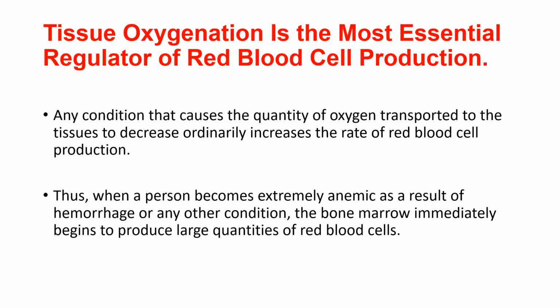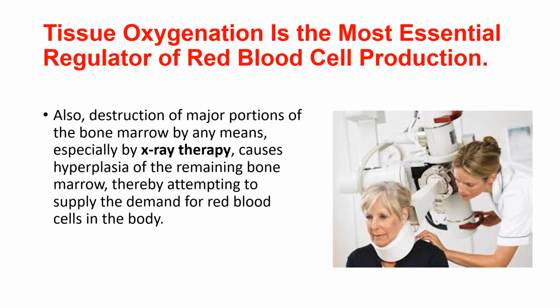Tissue oxygenation is the most essential regulator of red blood cell production. Any condition that causes the quantity of oxygen transported to the tissues to decrease ordinarily increases the rate of red blood cell production. Thus, when a person becomes extremely anemic as a result of hemorrhage or any other condition, the bone marrow immediately begins to produce large quantities of red blood cells. Also, destruction of major portions of the bone marrow by any means, especially by X-ray therapy, causes hyperplasia of the remaining bone marrow, thereby attempting to supply the demand for red blood cells in the body.